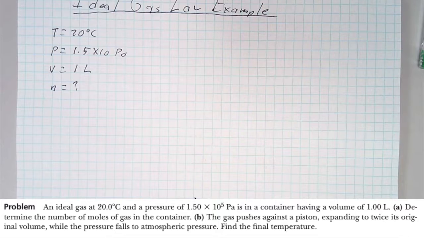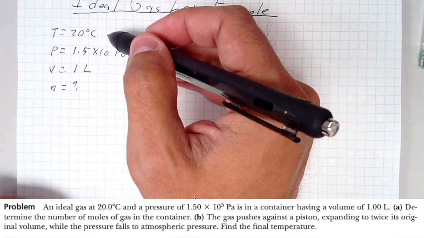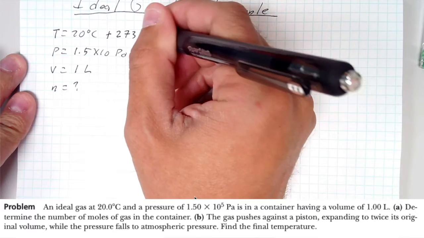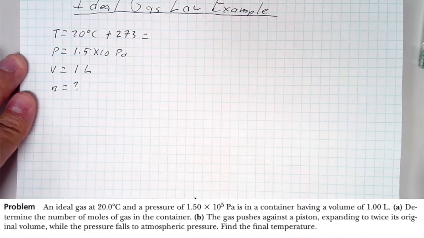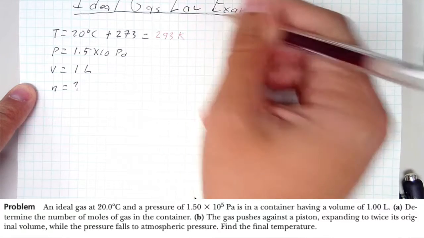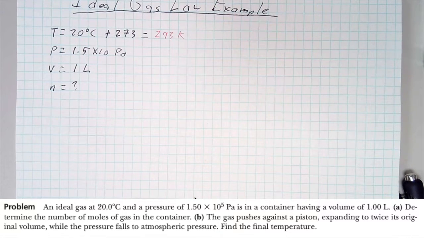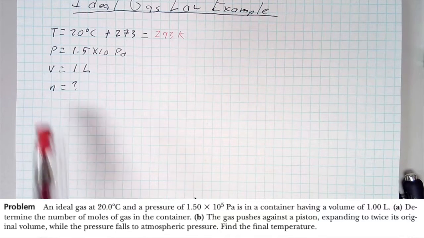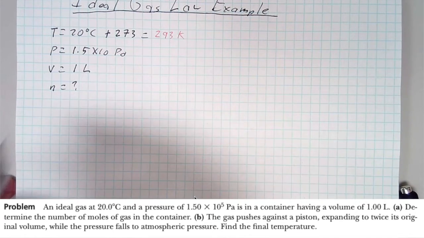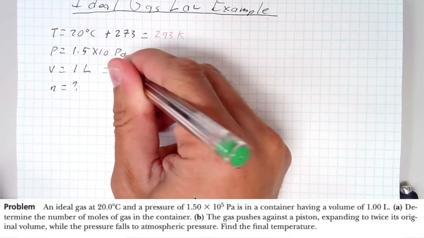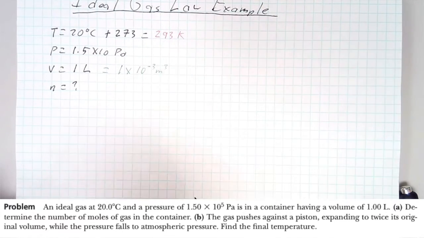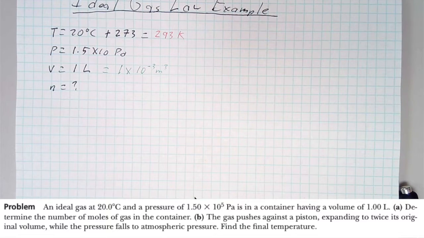So let's just start out by converting a few things. We know that we have to use Kelvin, and to convert to Kelvin from Celsius, we just add 273. So 20 plus 273 is equal to 293 Kelvin. And then also we can convert our volume from liters into meters cubed. So our volume, instead of liters, is going to be meters cubed, where 1 liter is equal to 1 times 10 to the negative 3rd meters cubed.